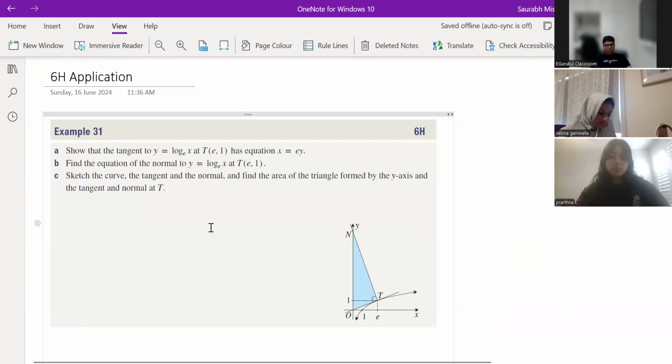So now what they're saying is show the tangent of y is equal to ln x at t has equation this one. The steps are still the same for finding the gradient of the tangent, and then at that point what is the gradient of the normal and tangent. That's it. Can we get this one?